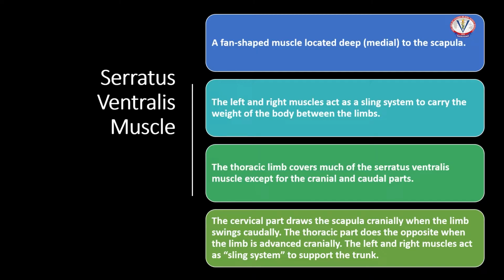The cervical part draws the scapula cranially when the limb swings caudally. The thoracic part does the opposite when the limb is advanced cranially. The left and right muscles act as a sling system to support the trunk.